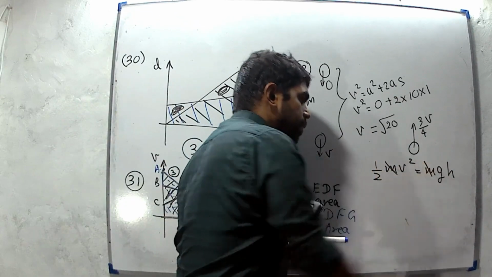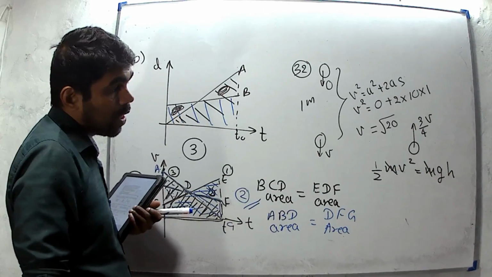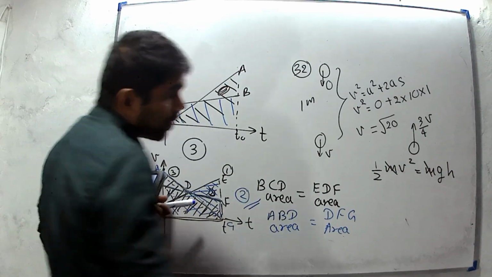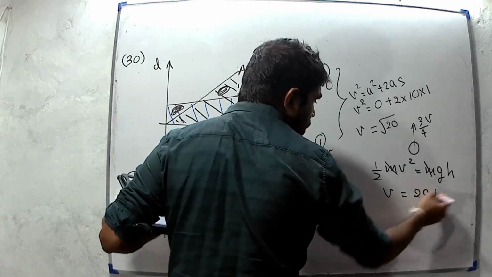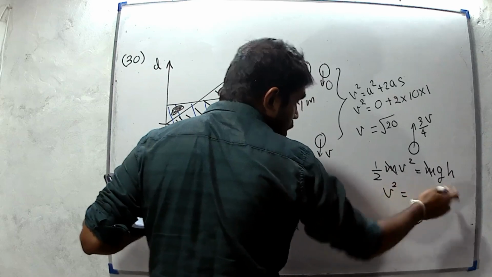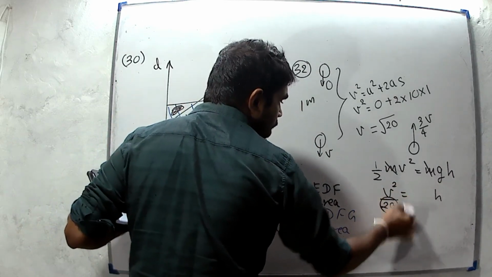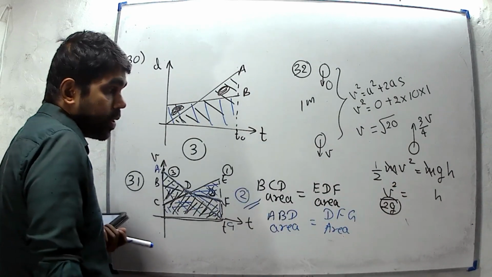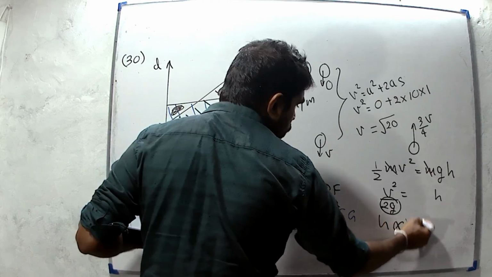Then, cancelling the common term, we get v squared equals 2gh. We can make h the subject: h equals v squared divided by 2g. This is constant for the motion. Then height is directly proportional to v squared.